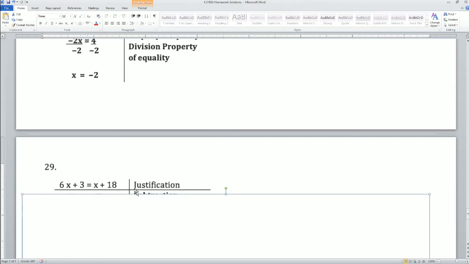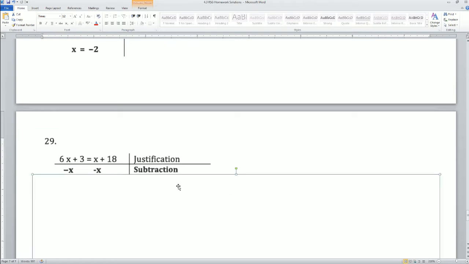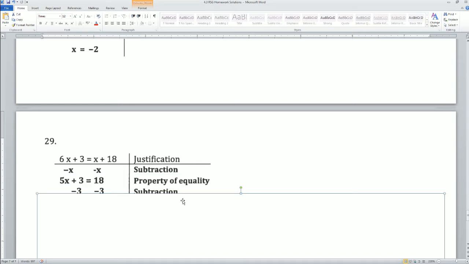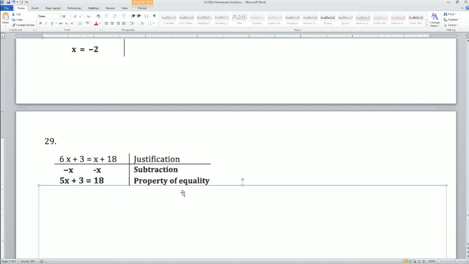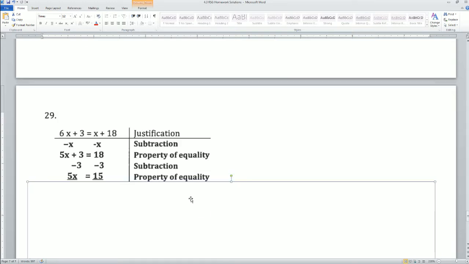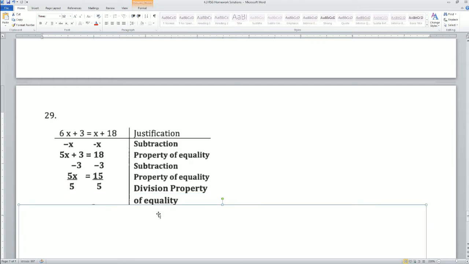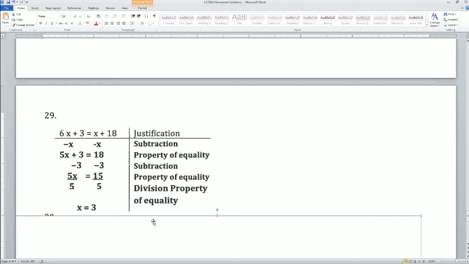29. 6x plus 3 equals x plus 18. You're going to subtract x from both sides, because you're trying to move the variable first. You get 5x plus 3 equals 18. Now you subtract, so that is still the subtraction property of the inequality. Now you're going to divide, so that is the division property of inequality. Then you get x equals 3.